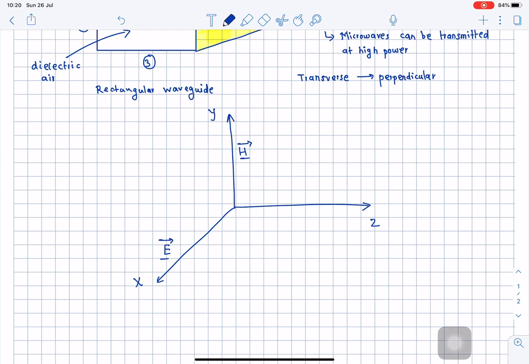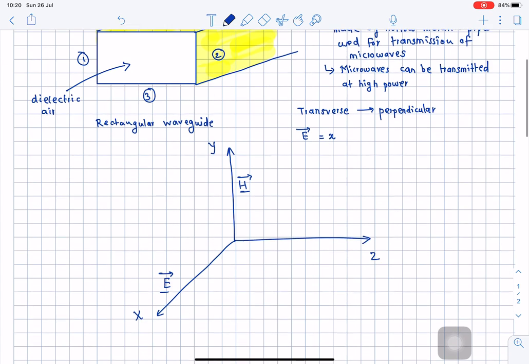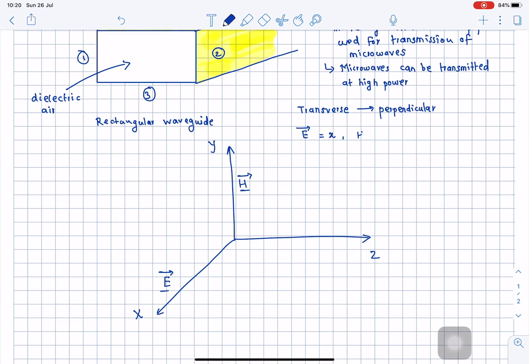Here the electric field exists along the x-axis, and the magnetic field, which is represented as a vector, exists along the y-axis. The x-axis is perpendicular to the y-axis, therefore the electric field and magnetic field are said to be transverse to each other. What do we mean by transverse? Transverse means they are perpendicular to each other.